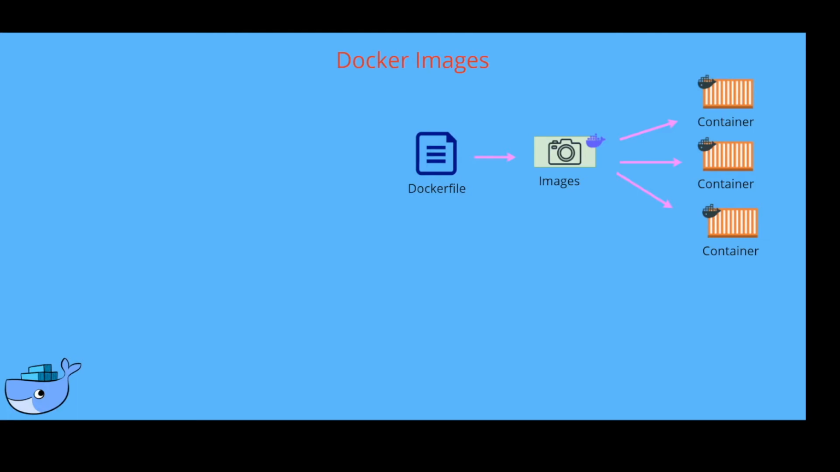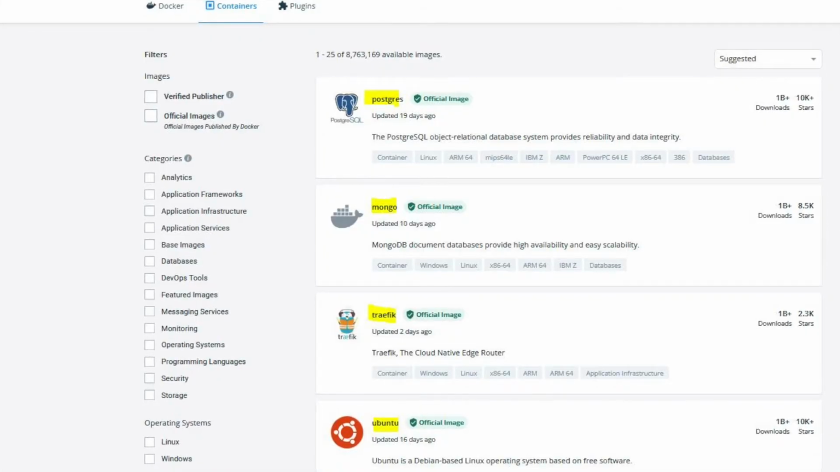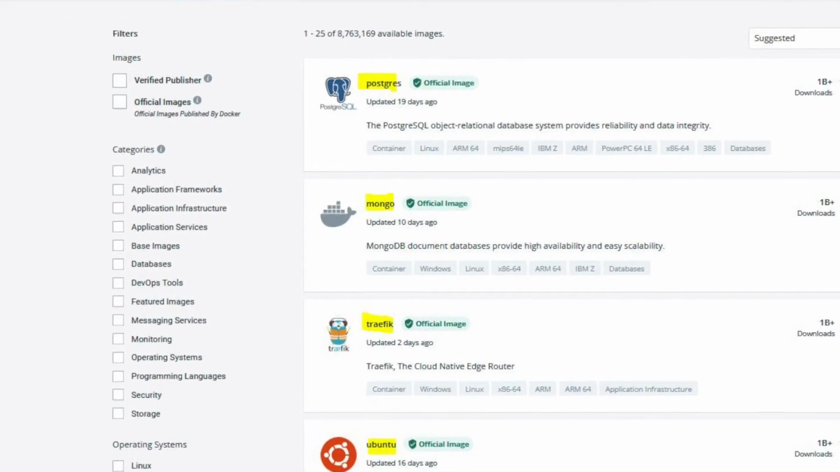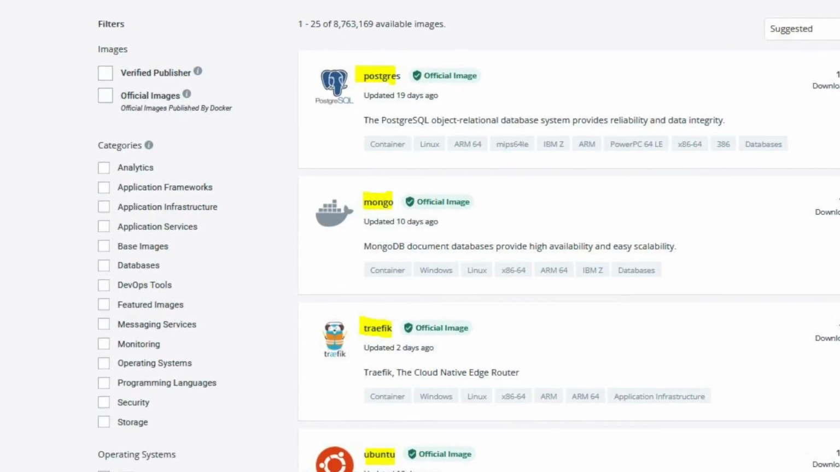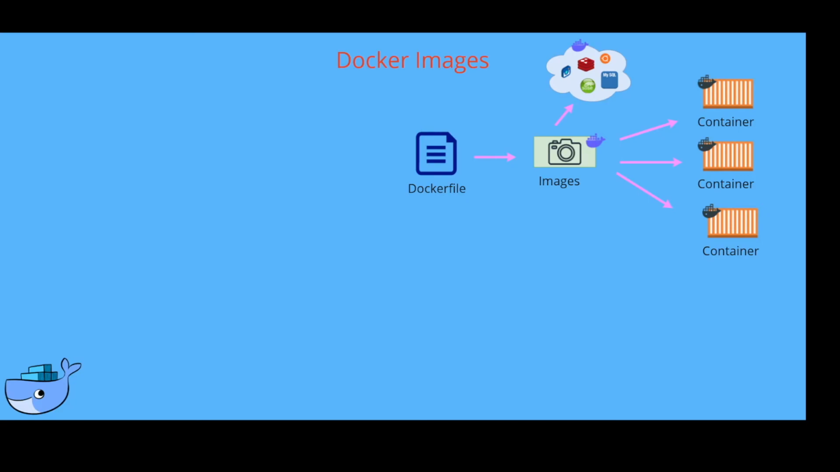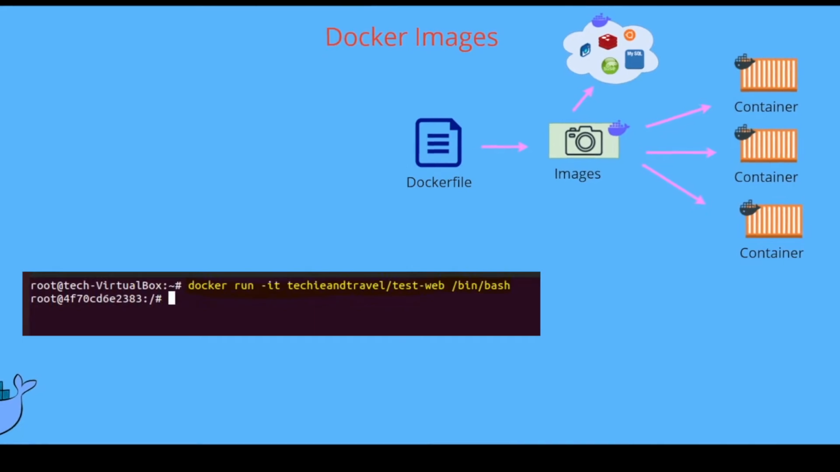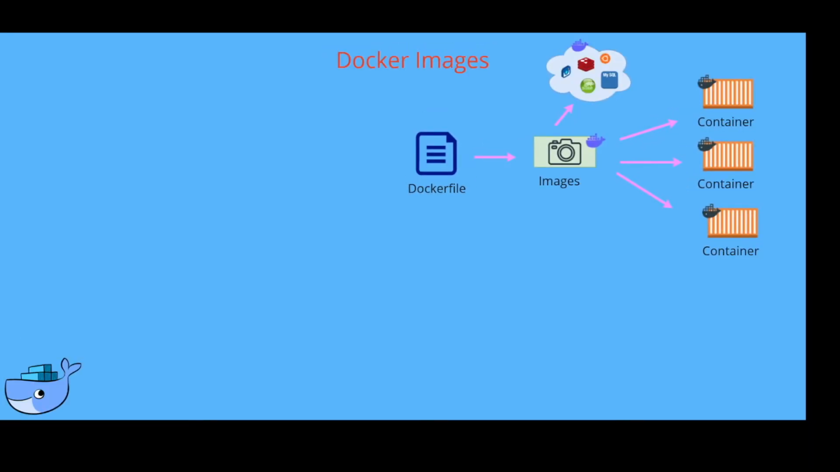You can create your own Dockerfile and create your own image, or you can use the available images from the Docker registry called Docker Hub. There are a lot of applications that have already been Dockerized, but you can create your own image if you can't find the image that you are looking for. You can run a simple docker run command and create a container out of an image. It's that simple.